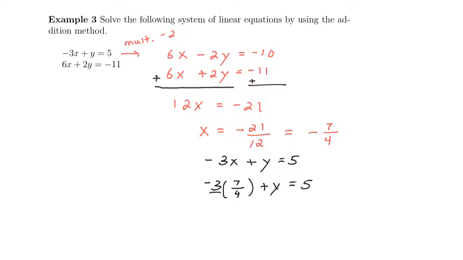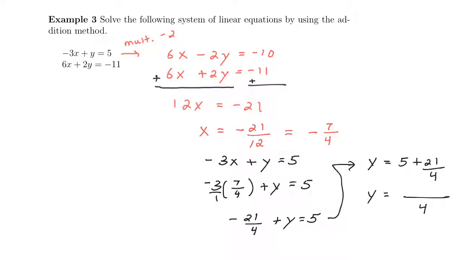Okay, so that's going to be negative 21 over 4 plus y is 5. So continuing my work, I'll add 21/4 to both sides, and I get y is equal to 5 plus 21/4. I need a common denominator of 4, which means I'm going to multiply the 5 by 4, so I get 20. And y is equal to 41 over 4. 2 and 4 don't go into 41. I think we have to leave the answer as that.